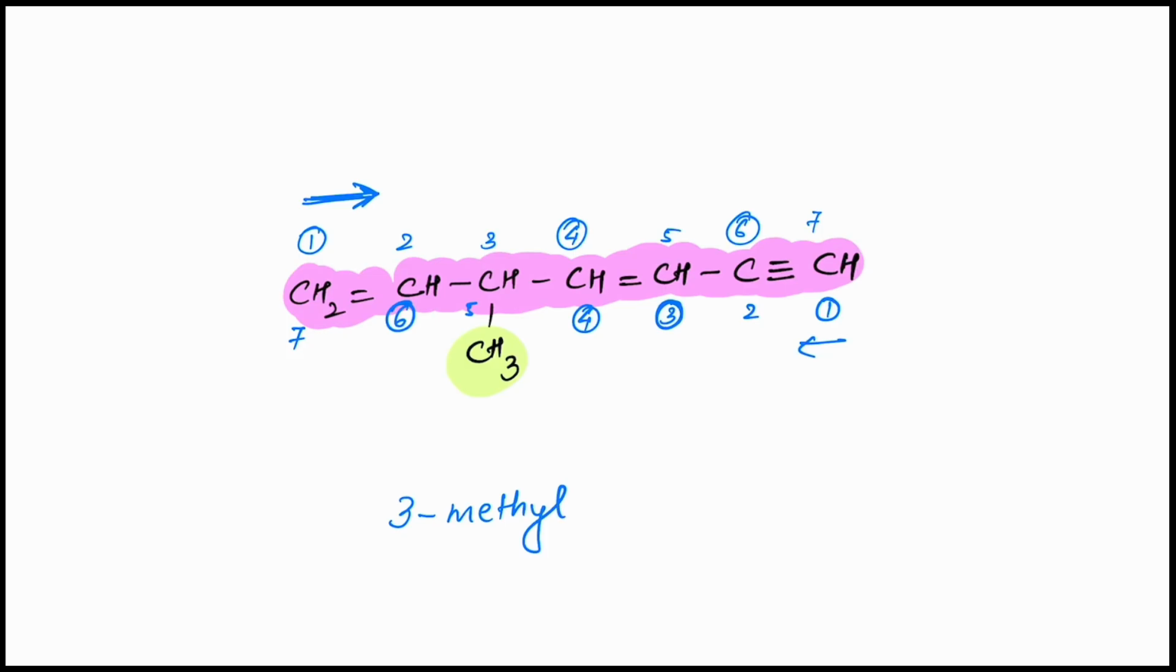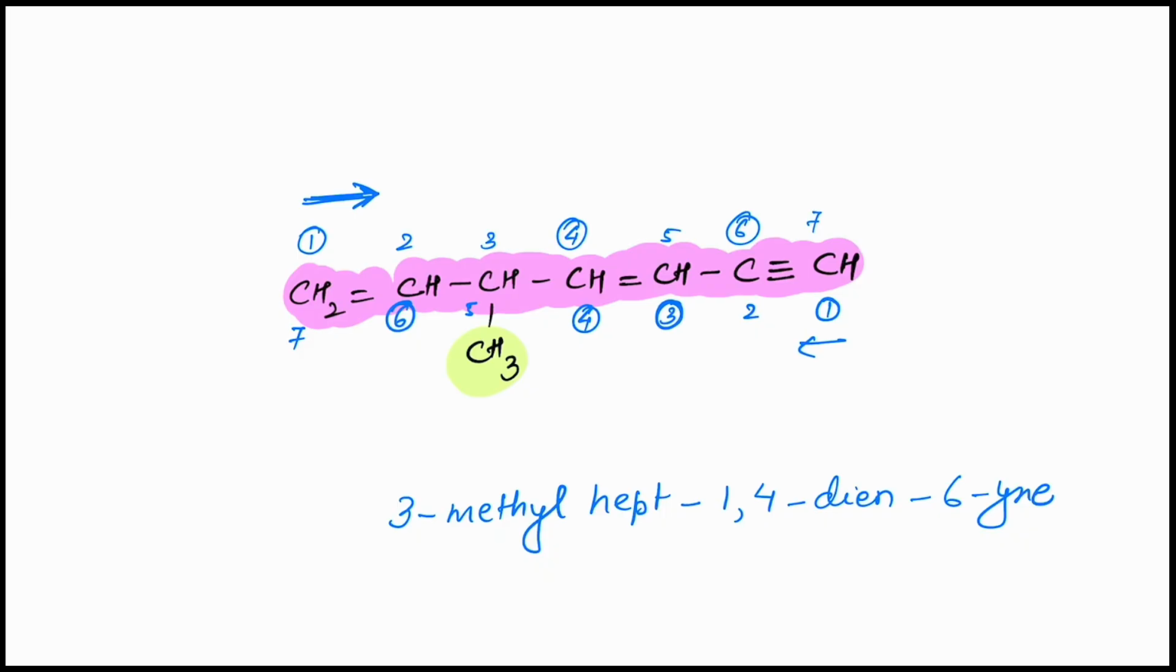There are 7 carbon atoms in the parent chain, so it is hept. Then there is one double bond at carbon atom 1 and the other double bond at carbon atom 4. So 1,4-diene, because there are 2 double bonds. Then at carbon atom 6 there is a triple bond. So 6-yne. 3-methyl hept-1,4-dien-6-yne. That is the name of this compound.